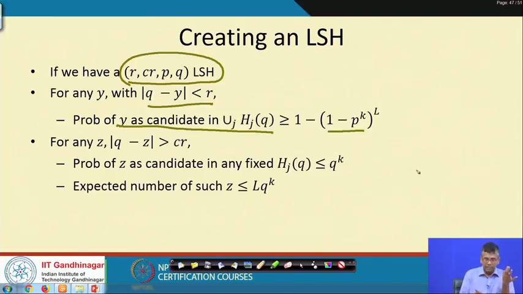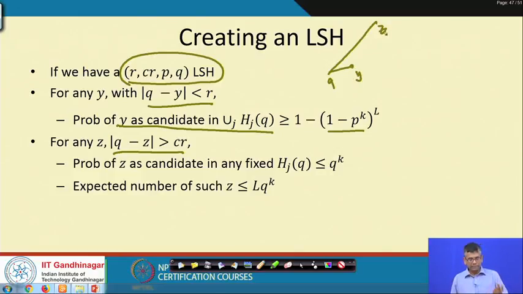And similarly, if the distance between Q and Z is bigger than CR. So, now we are looking at Q, one y that is close and one Z that is far. Similarly, then you can say that the probability of that Z appearing as a candidate in any fixed hash table is less than q to the k by this definition. Therefore, the expected number of such Z is L times q to the k.